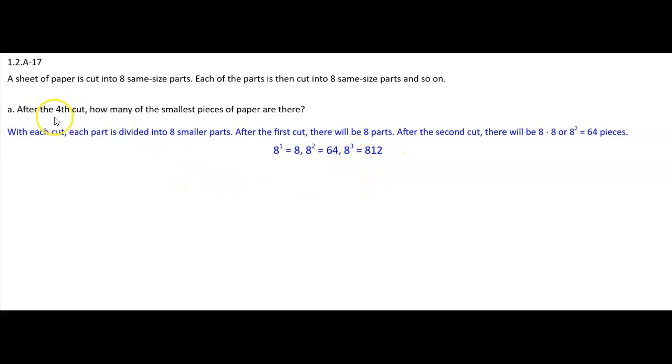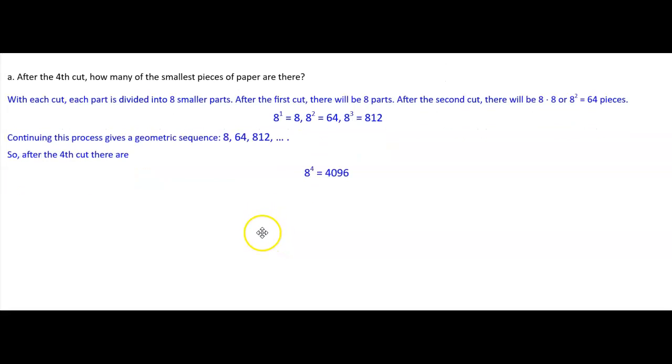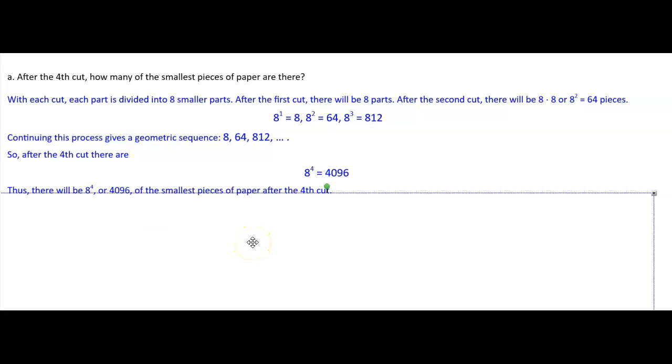We want to determine how much it is going to be after the fourth cut. So, if we continue this process, it gives us a geometric sequence of 8, 64, 512. So, after the fourth cut, there are 8 to the 4, which is equal to 4,096. So we would say that there will be 8 to the 4th, or 4,096, of the smallest pieces of paper after the fourth cut.